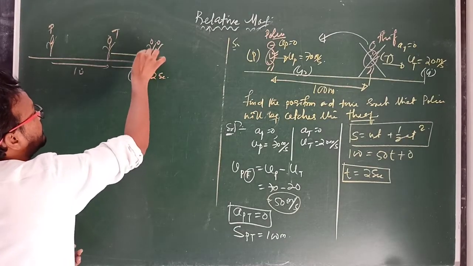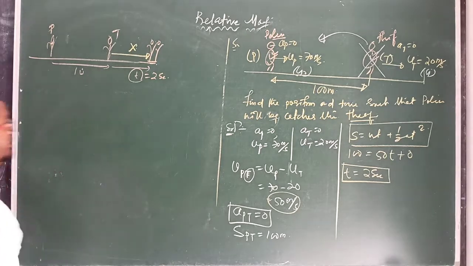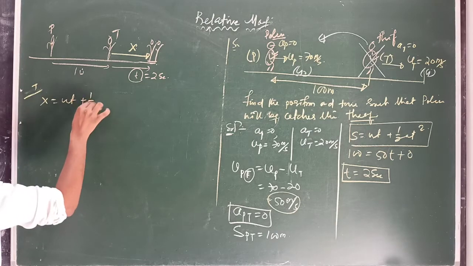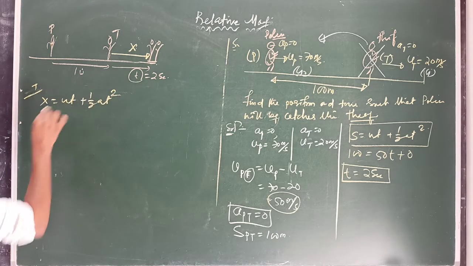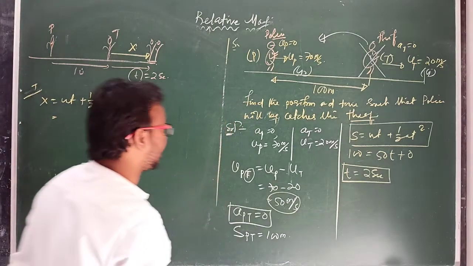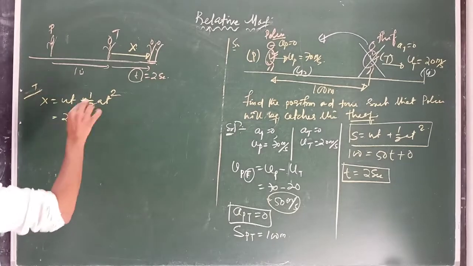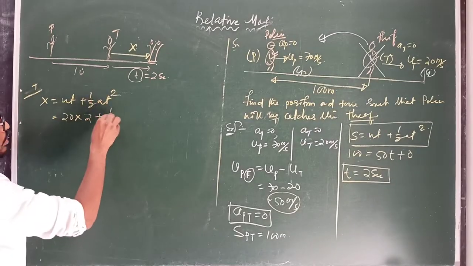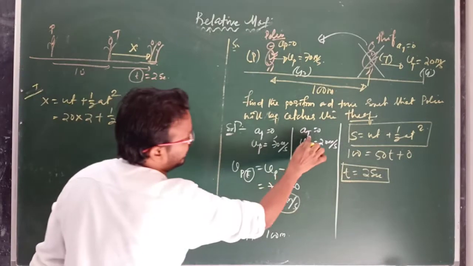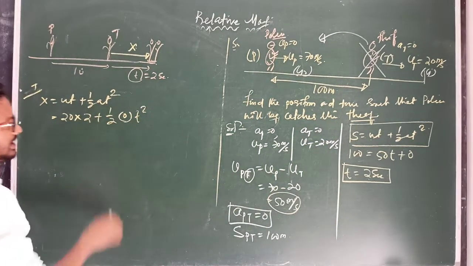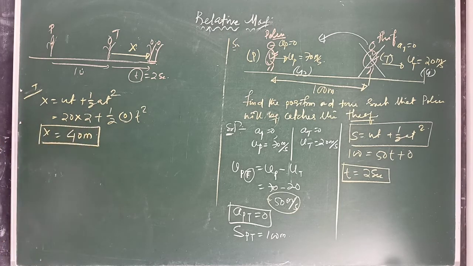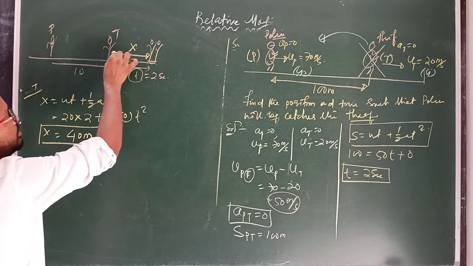So at that time the distance covered by the thief is x. Clear? So for the thief, x equals ut plus half at square. Clear? Initial velocity of thief, how much? That is 20 meter per second. So you have to use 20 into time, because in 2 seconds it will move this distance. So 20 into 2 plus 1 by 2, acceleration is 0, so at is 0, times t square. Clear? Then that is 40 meter. So the thief travels a distance of 40 meter.